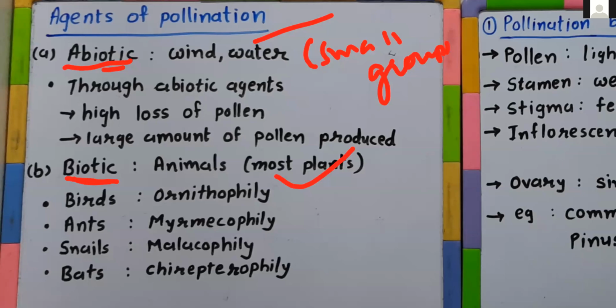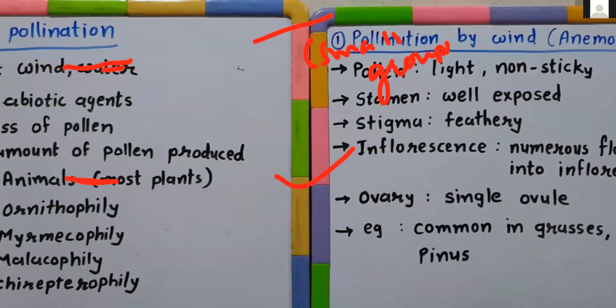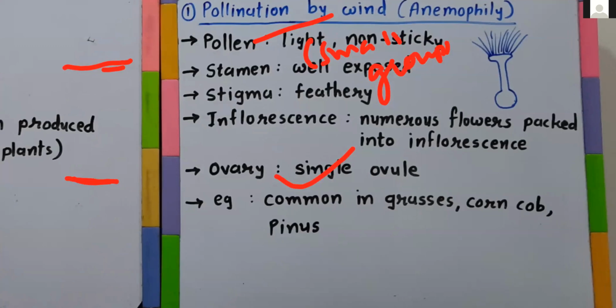Our first topic will be pollination by abiotic agents. In that also, the first one is pollination by wind, that is termed as anemophily. It's called anemophily. So let's discuss anemophily. It is about pollination by wind.